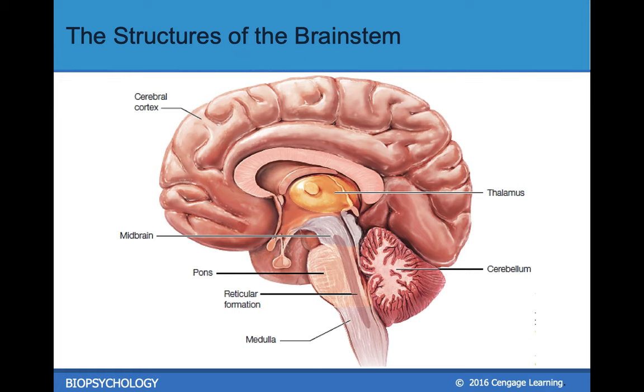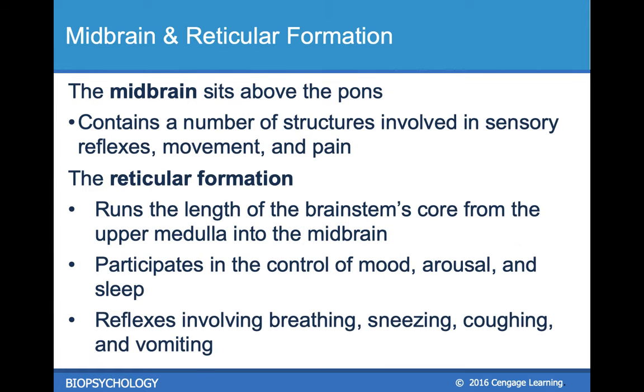So above the pons, we have our midbrain, and the midbrain contains structures that are involved in sensory reflexes, movement, and pain. So the reticular formation, that's that part in the core of our brainstem. That runs the length of the brainstem's core from the upper medulla into the midbrain. It participates in the control of mood, arousal, and sleep, and it involves reflexes such as breathing, sneezing, coughing, and vomiting.